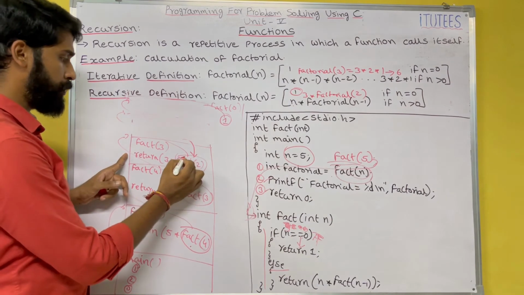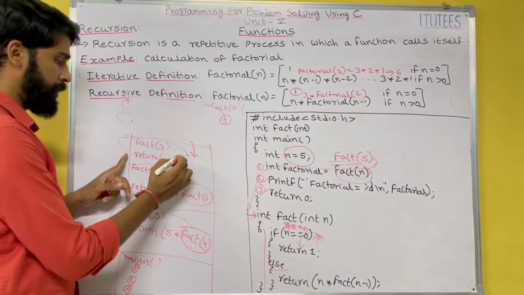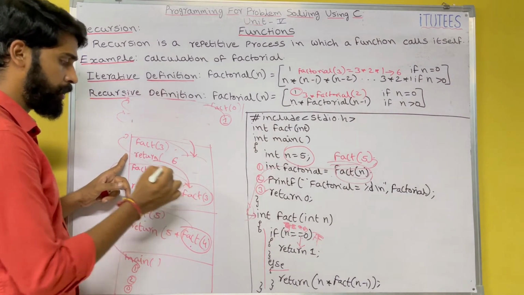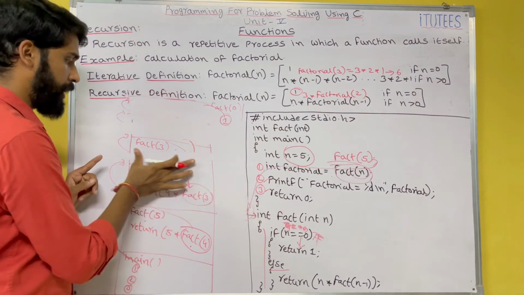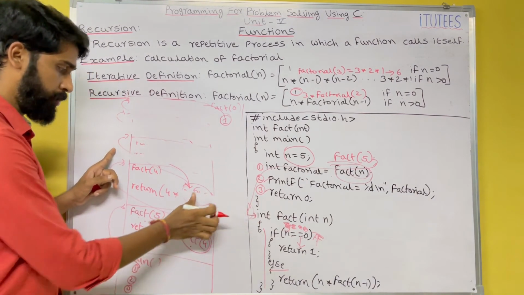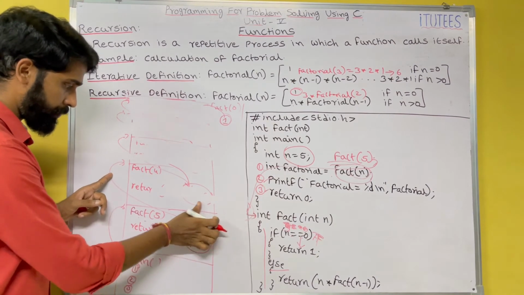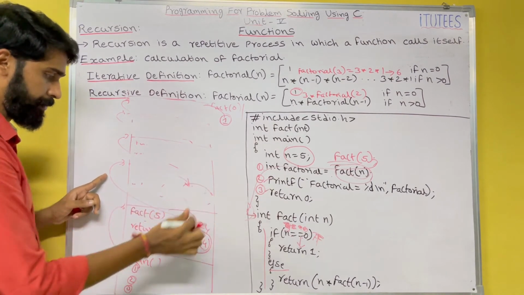So what is the fact of 2? 2. So 3 into 2, 6. Now 6 is returned to the calling function. The memory is deallocated. Again, so 4 into 6, 24. So 24 is returned to fact of 4 and the memory is deallocated.